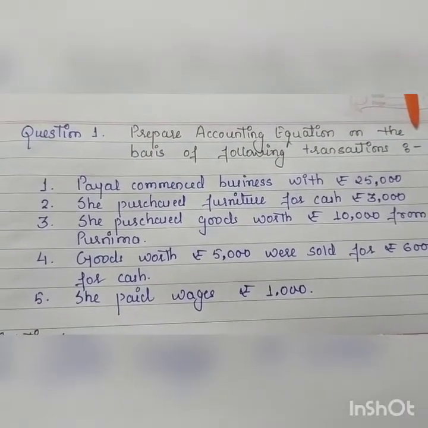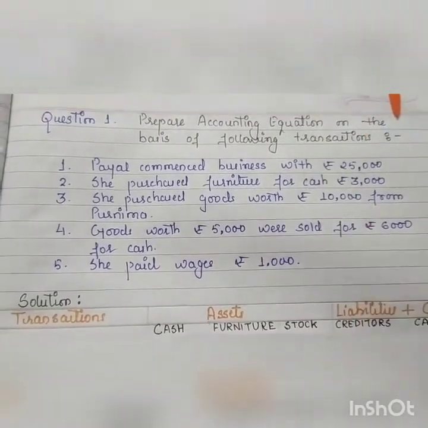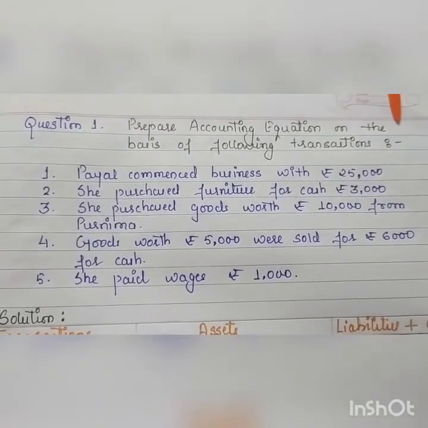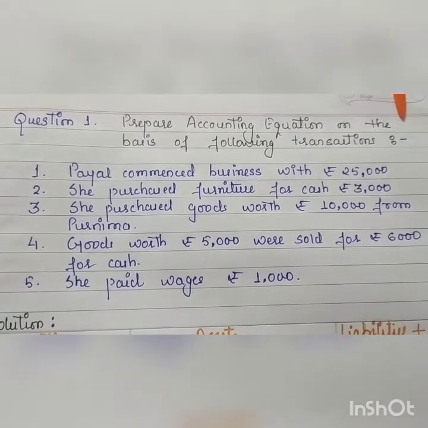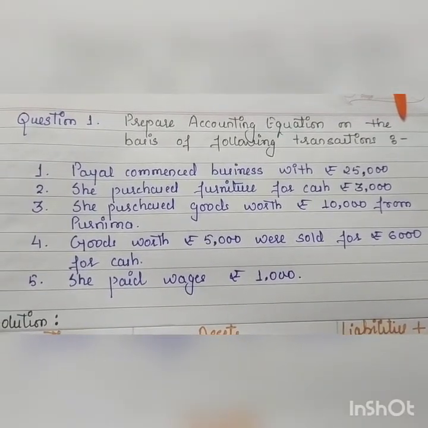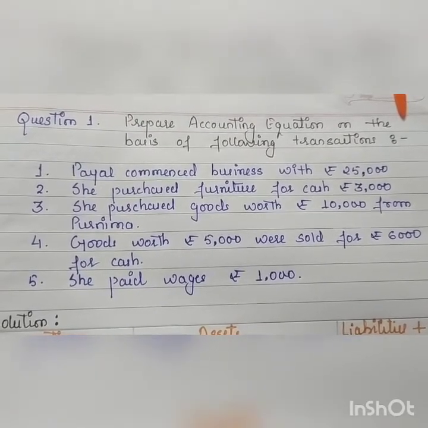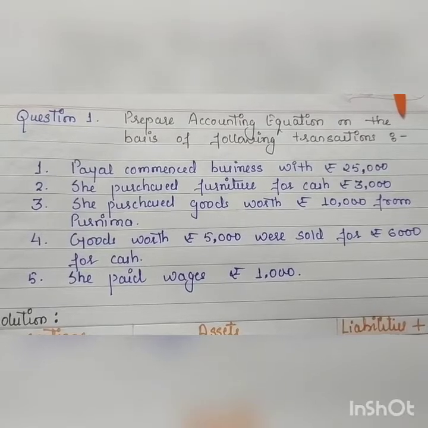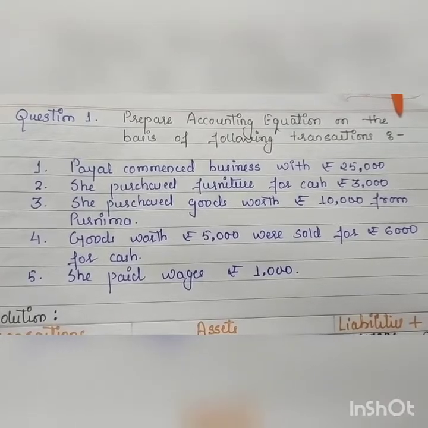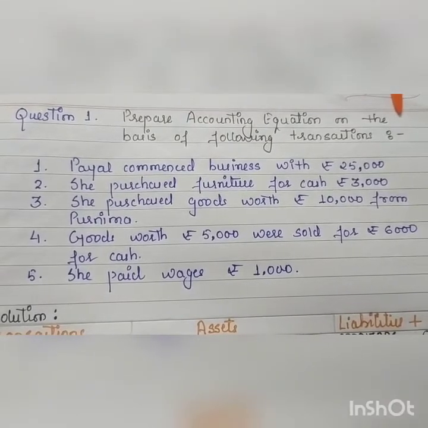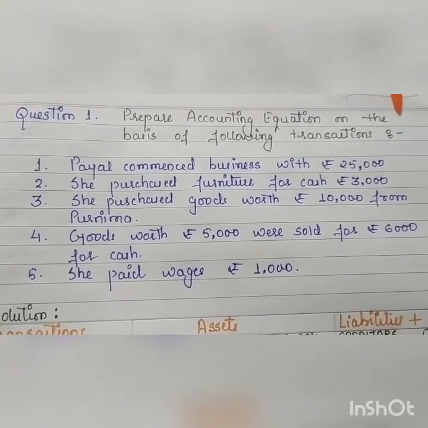Concept will be more clear if we solve some questions. So here it is. Question number 1. Prepare accounting equation on the basis of following transactions. Payal commenced business with cash rupees 25,000. She purchased furniture for cash rupees 3,000. She purchased goods worth rupees 10,000 from Purnima. Next transaction, goods worth rupees 5,000 were sold for rupees 6,000 for cash. Last is, she paid wages rupees 1,000.